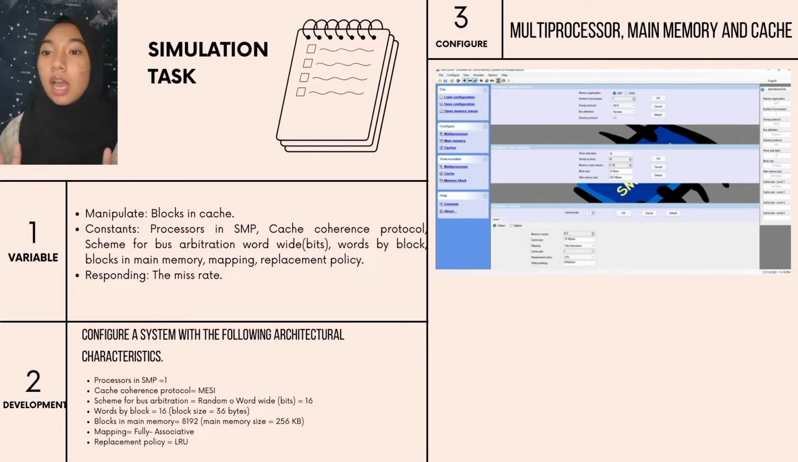Next is the architectural characteristic. Processor in SMP is 1. Cache coherence protocol is MESI. Bus arbitration is random. Word wide bit is 16. Words by block is 16. Block in memory is 8192. Memory size is 256 KB. Mapping is fully associative, and the last one is replacement policy, which is NRU.